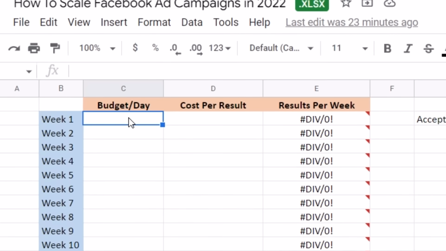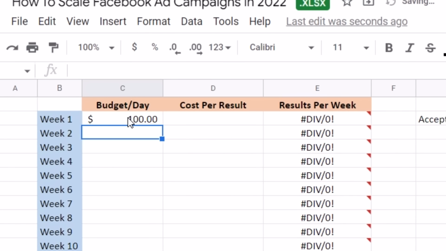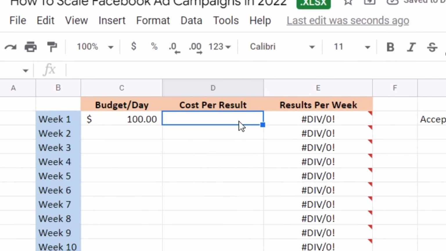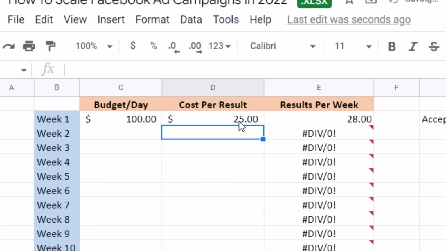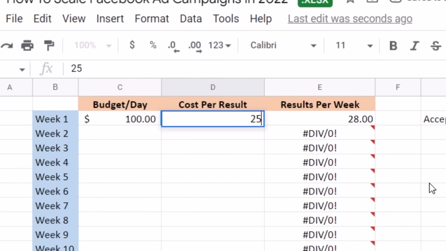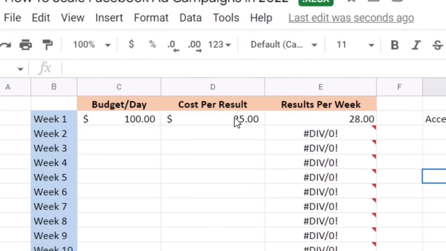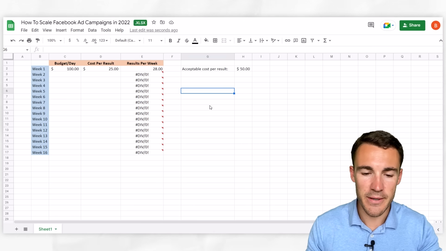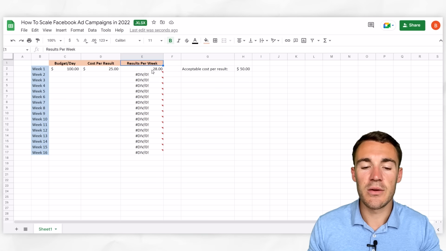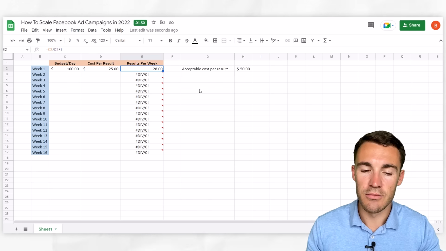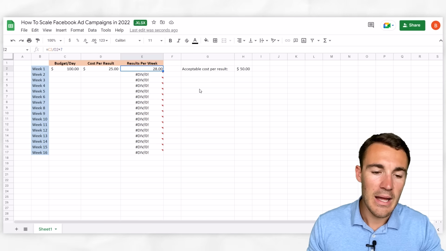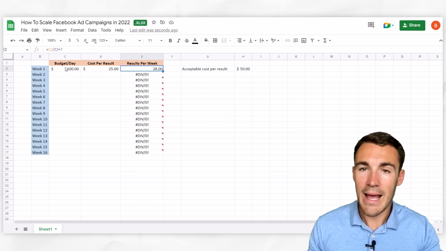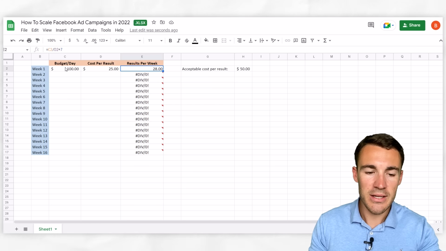So let's assume that we're spending $100 a day, right? And let's assume that when we're spending $100 a day on our campaign, we're generating a cost per result of $25. And result could be lead, purchase. It's going to vary depending on your business, right? Now that means in terms of results per week, we're generating 28 results per week. Okay, and let's say we're really happy with that and we want to scale the budget.